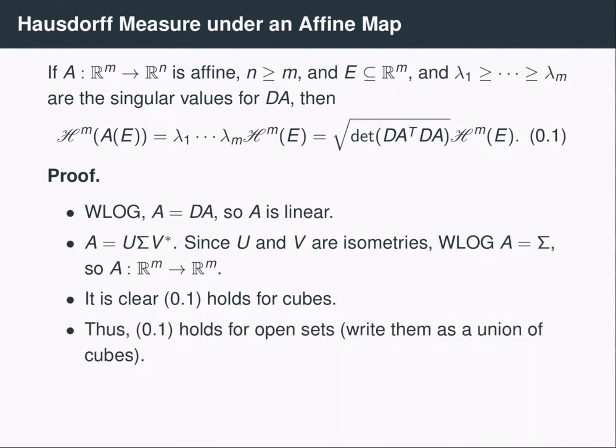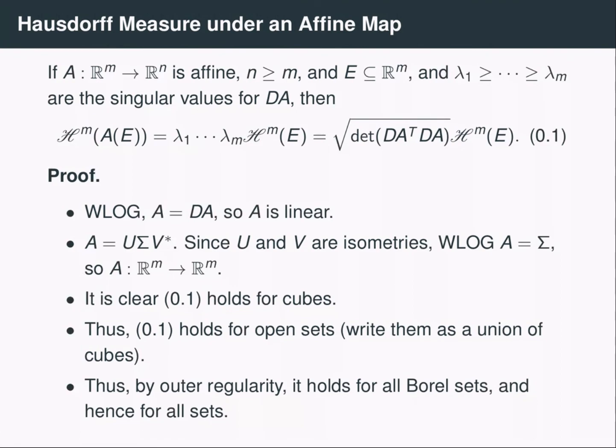Because it holds for cubes, it holds for open sets, because we can write open sets as unions of cubes. And then, because we can approximate the measure of any other set by a decreasing sequence of open sets, this implies that it will hold for all Borel sets, and hence for all sets by Borel regularity.